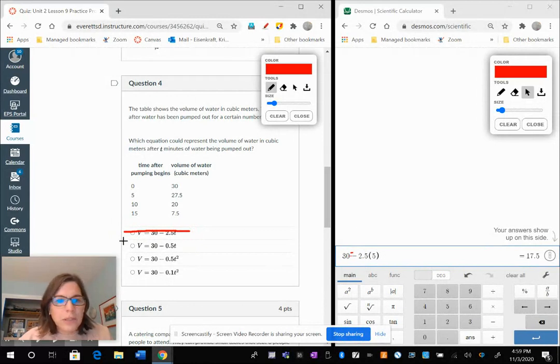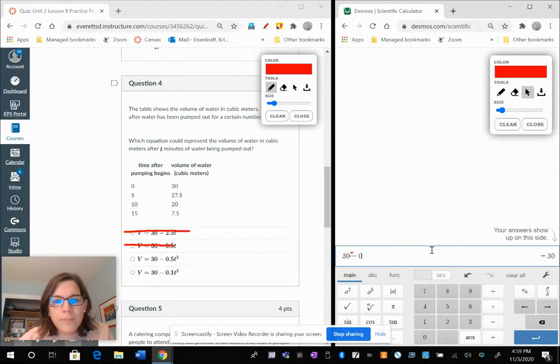Okay, this next one, it's a new equation. So let's type this in. 30 minus 0.5, and I'm going to plug t right in there. So let's start by plugging in a 0. That makes 30. Now let's plug in a 5. Okay, it works on the second one. Next, I'm going to plug in a 10 for t. Oh, it doesn't work. Okay, clear. This one also doesn't work.